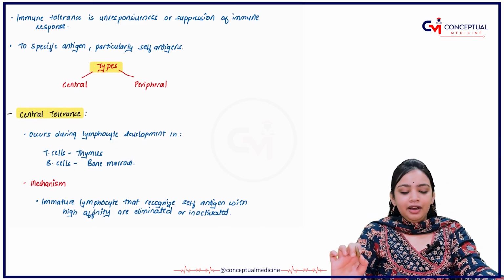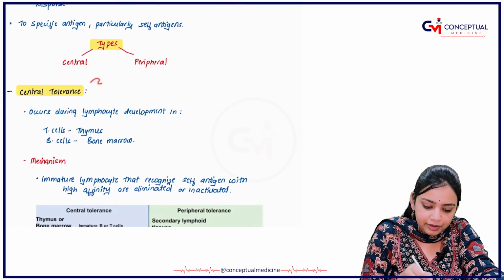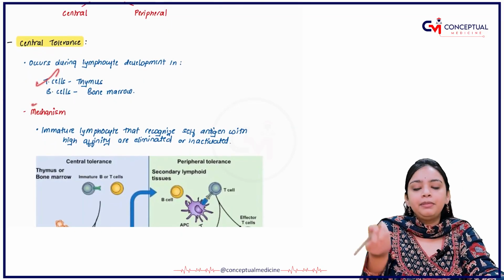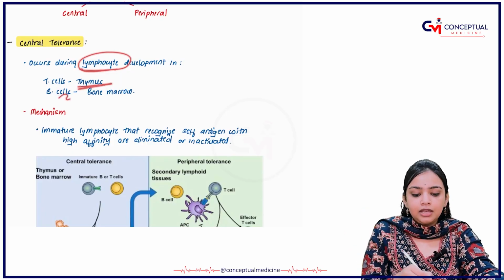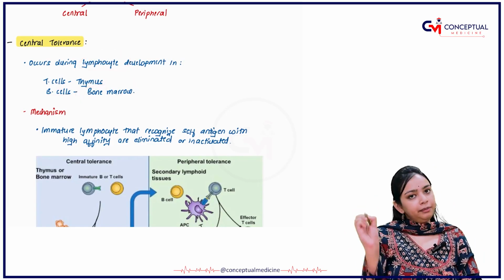So the types that you have are the central one and the peripheral one. In the central one, what will happen? In the central one, you need to remember about the T cells and the B cells. The T cell lymphocytes develop in the thymus, and the B cell lymphocytes develop in the bone marrow, B for B, right?